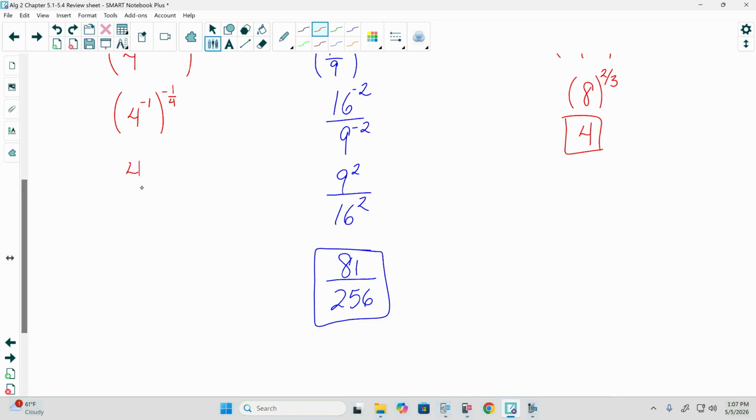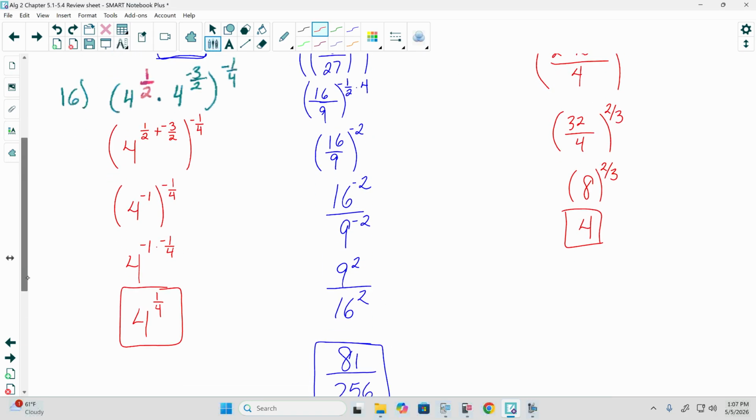Then we have our powers of powers. Powers of powers multiply. So we'd have negative 1 times negative 1/4. A negative times a negative is a positive, and 1 times 1/4 is indeed 1/4. So we're saying that 16 simplifies to 4 to the 1/4.